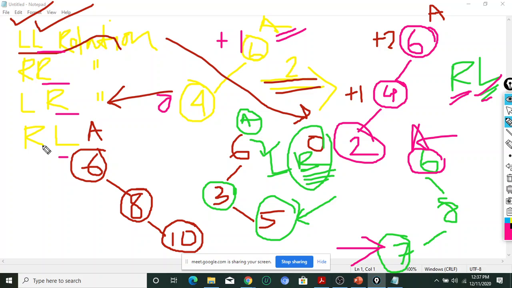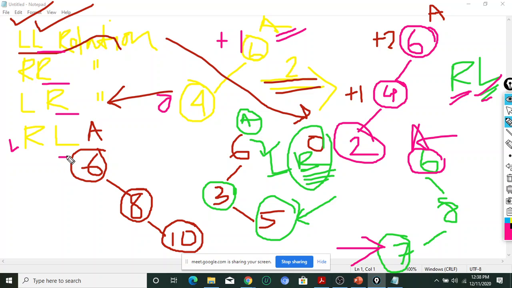Actually, what is the meaning of the rotation and how to perform the rotation, I have just not discussed. How to perform this rotation? Right subtree of L. Which one is not understood by you? The last one. Okay. Right subtree of L.